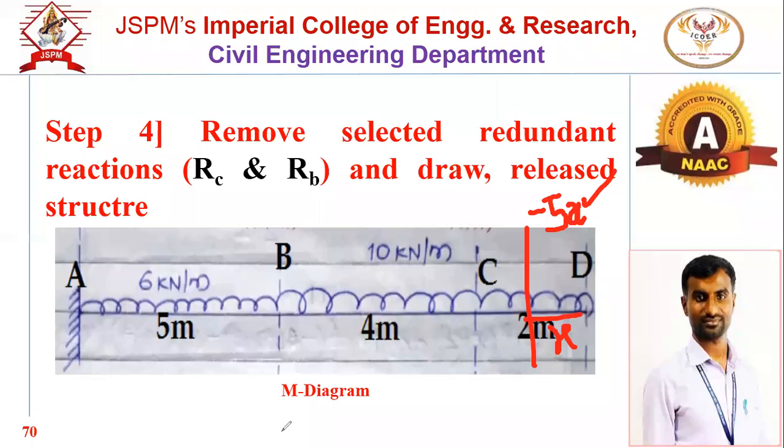Minus 5x square. Clear? Means that will be minus 10 into x, and it will act at its center, x by 2. If you simplify, what do we get? Minus 5x square. Now next, CB zone.